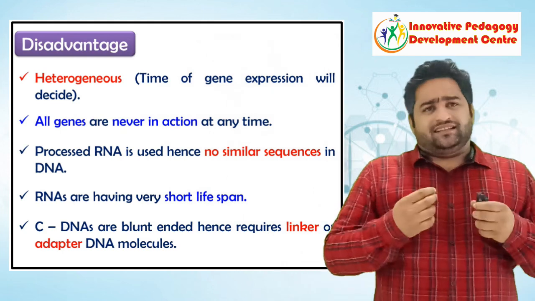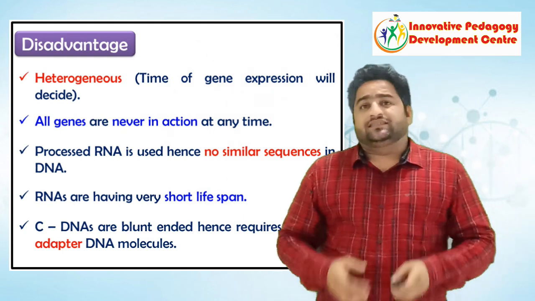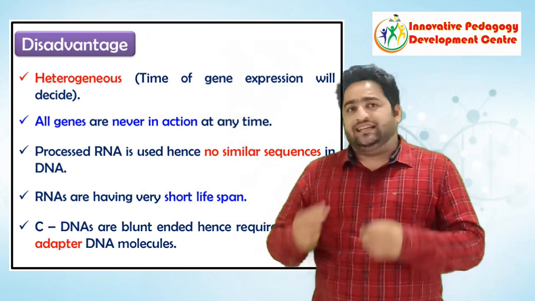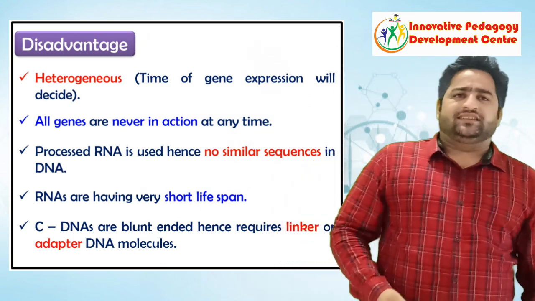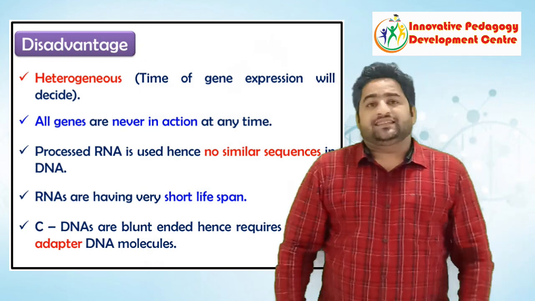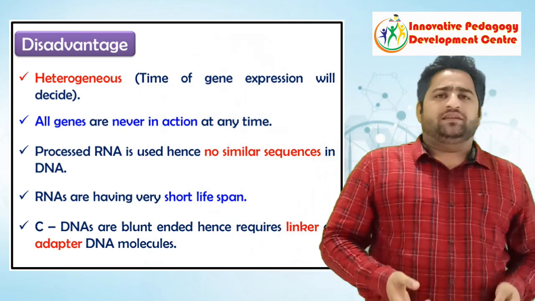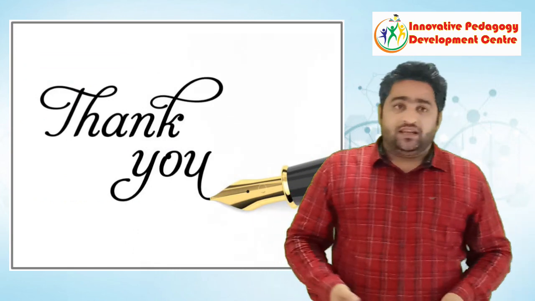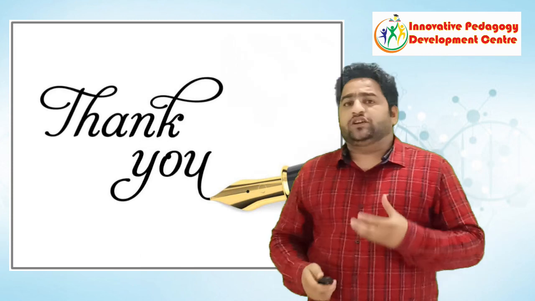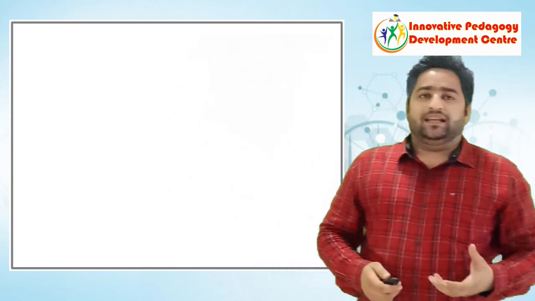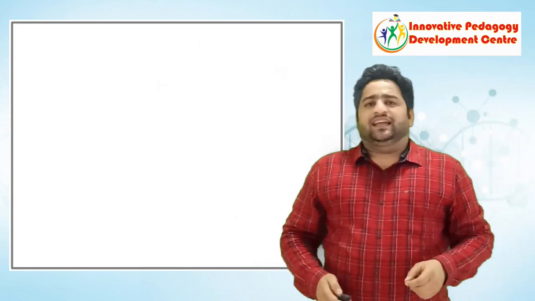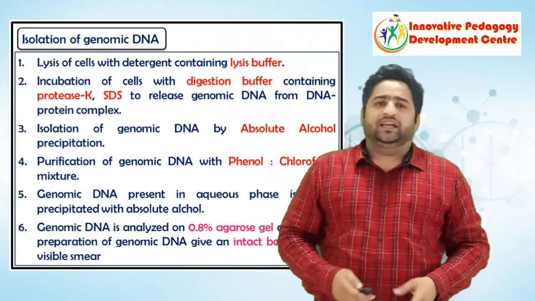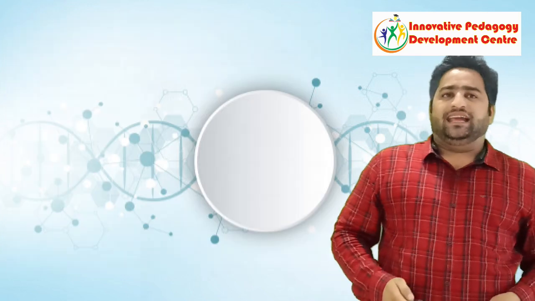Disadvantages: the libraries are heterogeneous. The time of gene expression decides the presence of an mRNA inside the cell at that particular time. All genes are never in action at any one time in the cell. Processed RNA is used, hence there are no similar sequences in DNA, which may result in instability of the protein. RNAs also have a short lifespan. And the cDNAs are blunt-ended, hence they require linker or adapter DNA molecules for ligation.